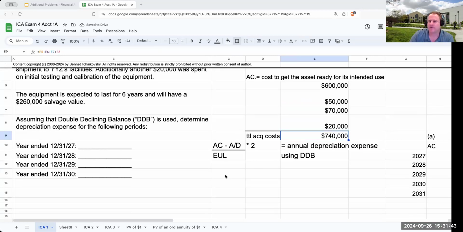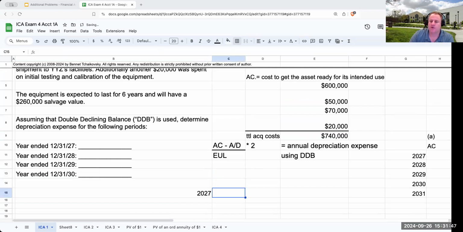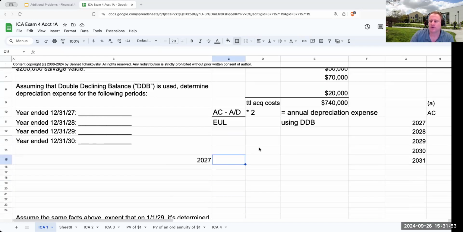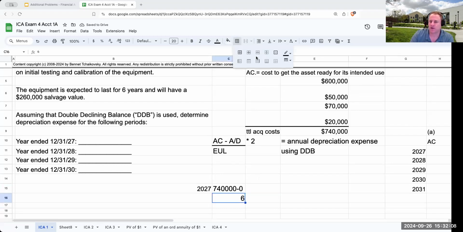Now, once we have this over here, we can start with 2027. So 2027, our acquisition cost, so 650, 70, 20. Okay, so our acquisition cost is going to be 740,000. On this day, we have taken no accumulated depreciation to date. However, the equipment is going to last for 6 years, which is our estimated useful life.